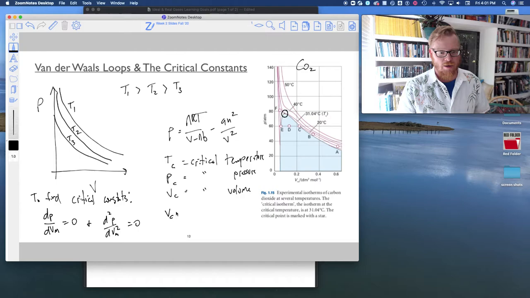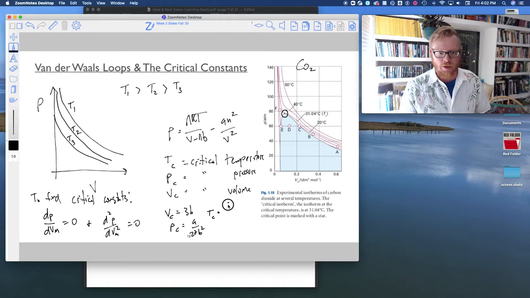So when we do this analysis and we do the algebra, and remember, the algebra is always the hard part, critical volume is actually just 3 times b. That's pretty cool. It's 3 times the b parameter, the van der Waals b, okay? PC, critical pressure, is equal to a over 27b squared, okay? And of course, these equations are in the book, right? This is not your only source to find these equations, right?